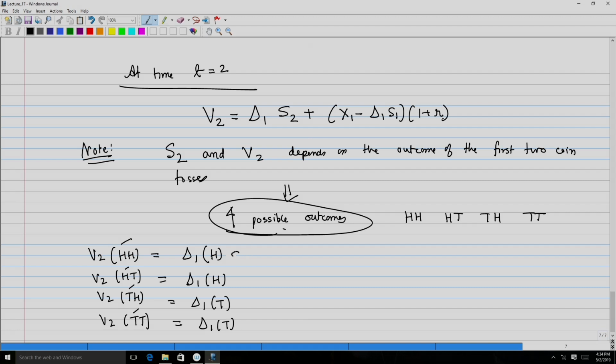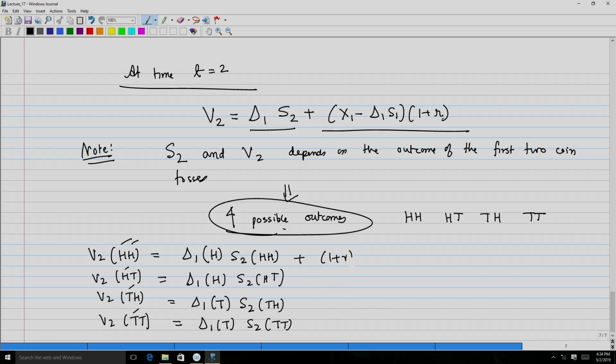Then this will be multiplied by S 2, obviously of HH, same as HH here. The second case will be S 2 of HT. In the third case, it will be S 2 of TH, and the fourth case, it will be S 2 of TT. And now we look at this particular term. So, this particular term will get x 1. So, we will have a factor of 1 plus r that is common for all the cases.